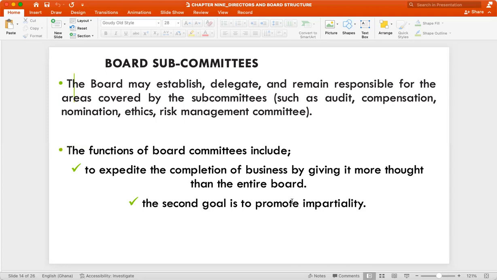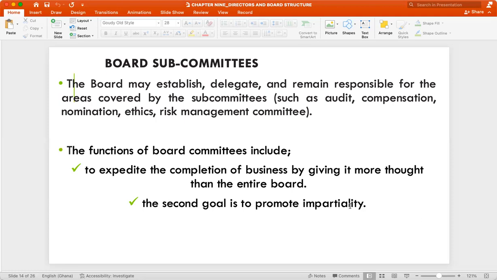The second goal is to promote impartiality. All right. So if there is an issue, for example, compensation, and the issue should be decided by the entire board, don't forget executive directors are part of the entire board. And if they have to determine their own salary, there is the higher tendency for them to be biased or to favor themselves. Okay. So this compensation committee will not normally include the executive directors. In fact, most of the committees will not include the executive directors in order to promote impartiality.